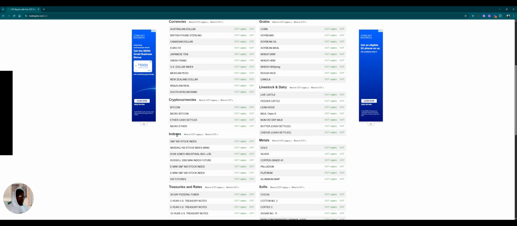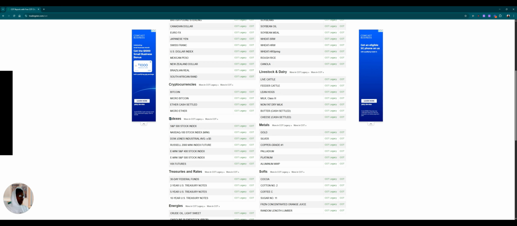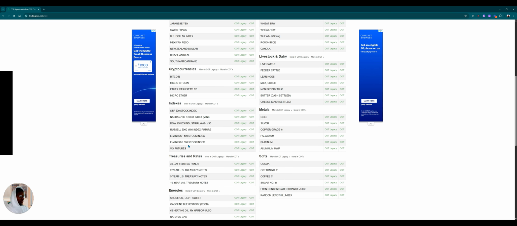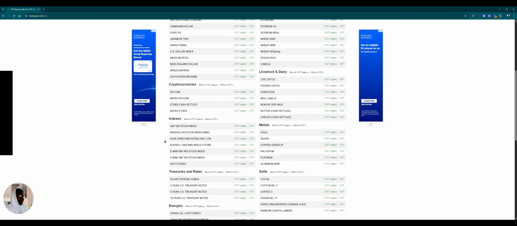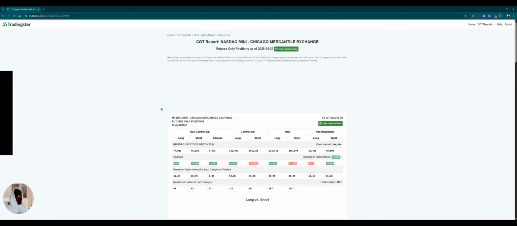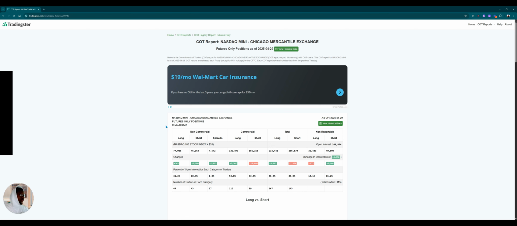As for us, though, as futures traders, what we're going to be looking at is this section down here where it says indexes. I will be using the NASDAQ 100 stock index as the example here, because that is primarily what I trade. So all you have to do is select whichever of these you trade. For me, it's going to be the NASDAQ 100. And we're going to hit this link here, and it says COT Legacy. You're just going to click that, and it's going to take you to a screen that looks like this.